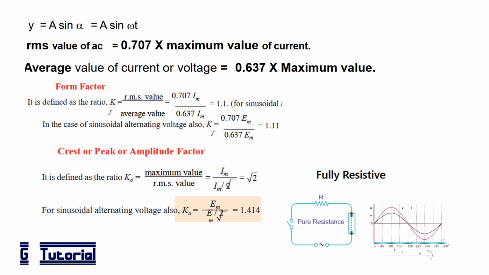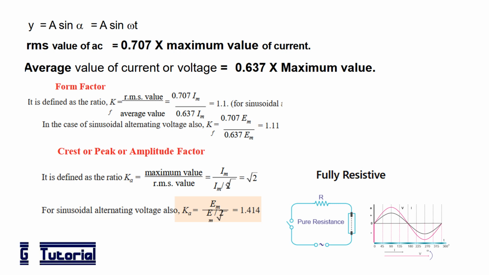Crest or peak or amplitude factor is the ratio of maximum value to RMS value. Maximum value is Im and RMS value is given by Im by root 2. So on cancellation of Im, we will get maximum value by RMS value is root 2 or 1.414. So the crest or peak or amplitude factor is root 2, or it is the ratio of maximum value to RMS value.